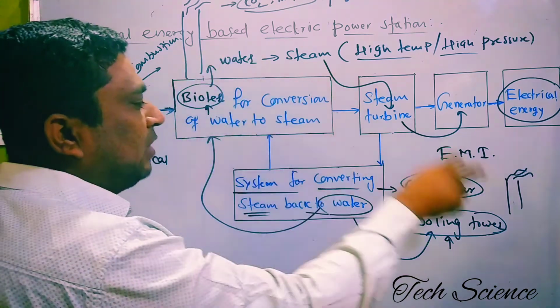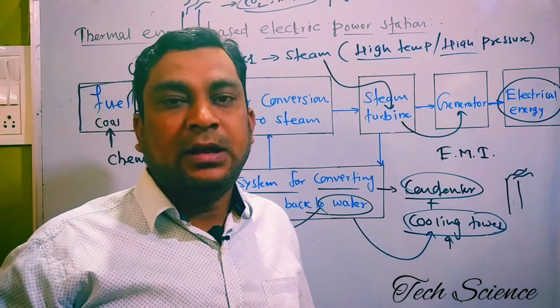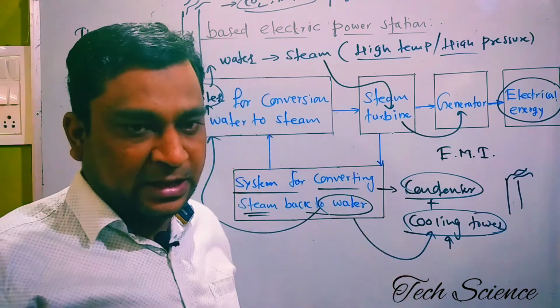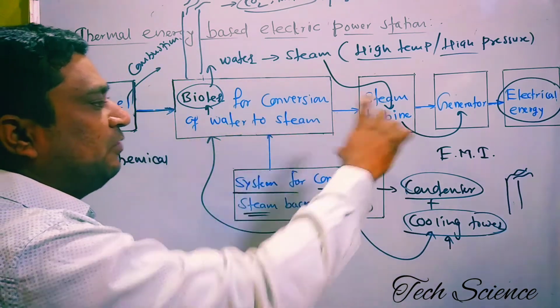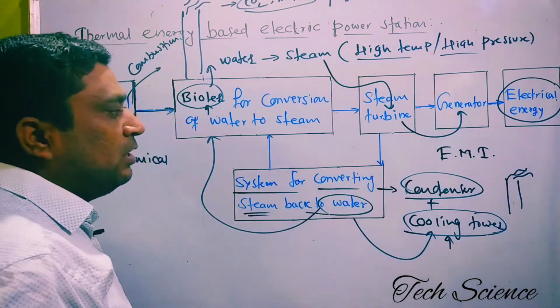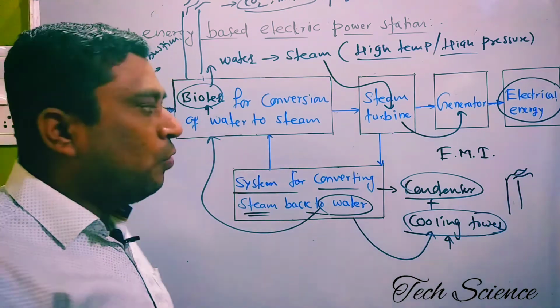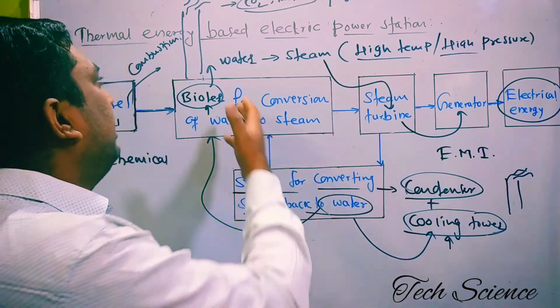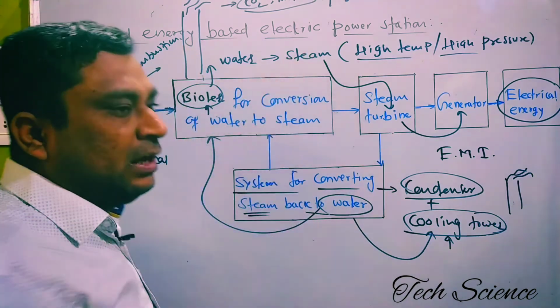So these two types of tower you also find in the diagram. Let's see the diagram, and using it you will get a clear idea. This is just a flow chart, and using this flow chart you can easily find out what kind of execution is going on in a thermal energy based electric power station.